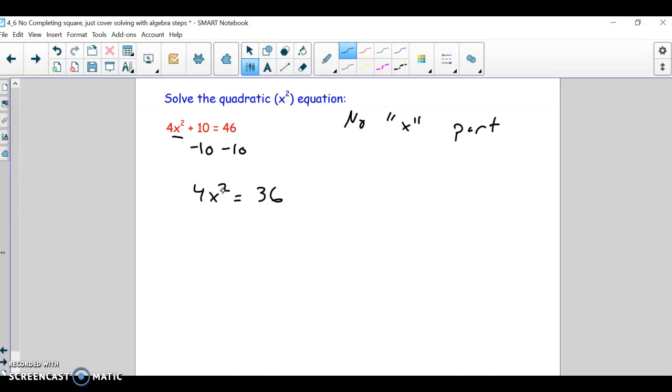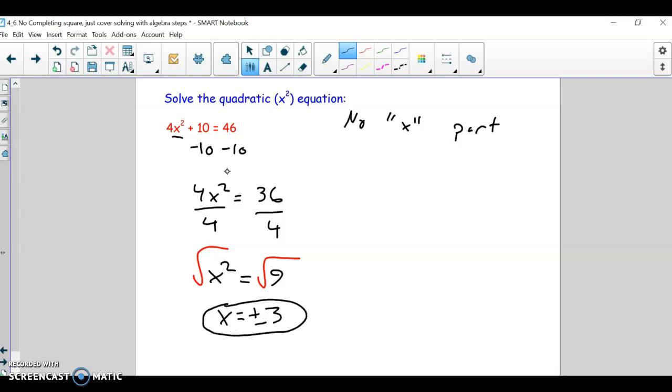All right, so we want to get x squared alone. So we want to divide by 4. So we get x squared equals 9. And now that we have it alone, you can cancel out a square by doing the square root. All right, and that's the algebra steps method: get x squared alone, take the square root, and our two answers are plus and minus 3.